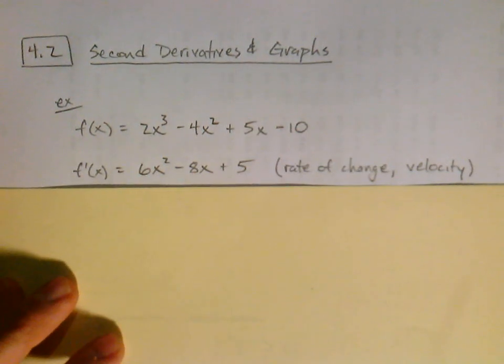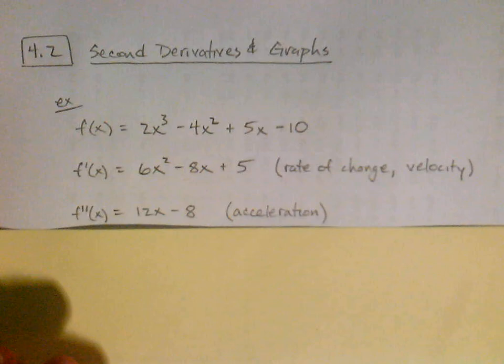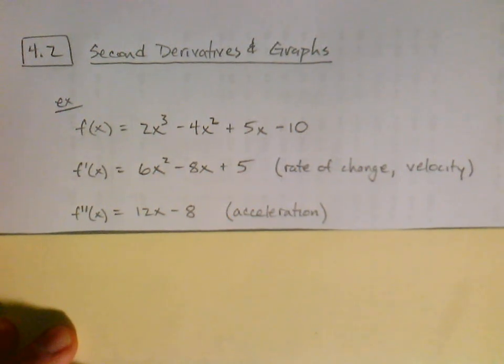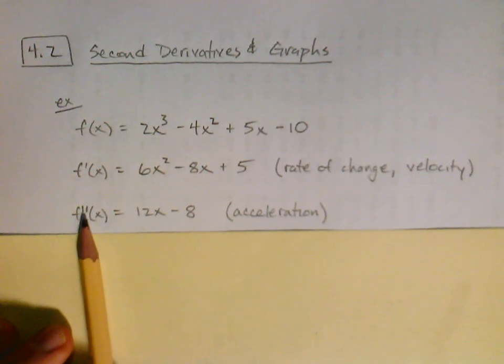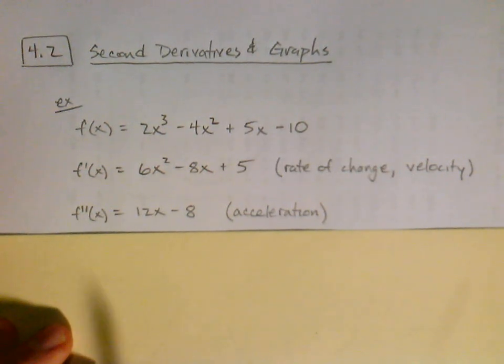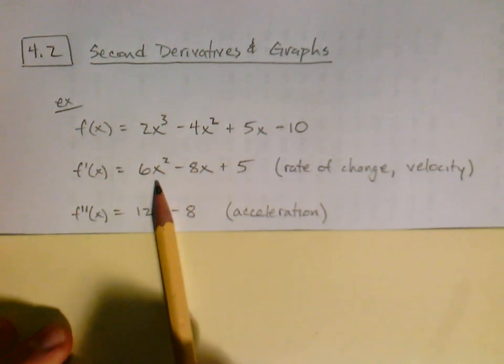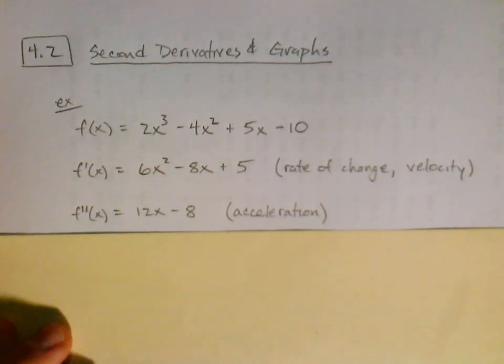So what would it mean to take a second derivative? Well, of course, there's a notation for it. We're going to take the derivative of the derivative, so we put two little primes, and you read that as f double prime of x. And same derivative rules, so we take the derivative a second time, and we get 12x minus 8.